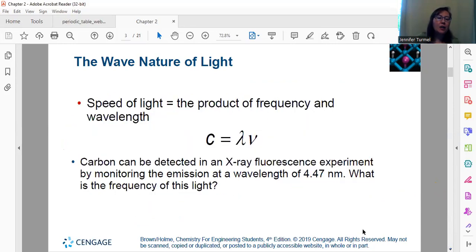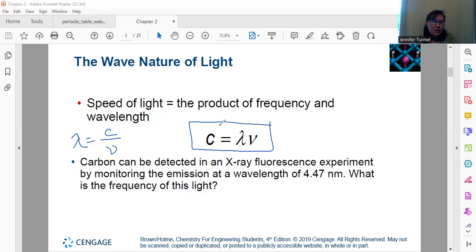All right, so this is where we talk about the wave nature of light, okay? And so when we're looking at this, our speed of light is going to be equal to C = λν, okay? So one thing that might be useful is just to remember that we can also solve for our wavelength lambda as C over nu, okay? Because we always know C. So it's not like we're going to be looking for C very often. So either we're looking for a wavelength and lambda is C over nu, or we're going to be looking for frequency, which is C over lambda.